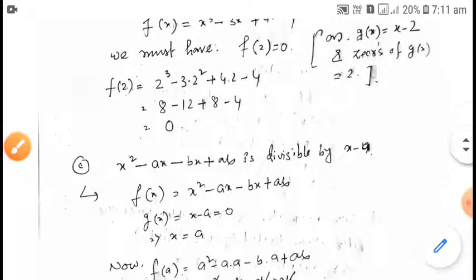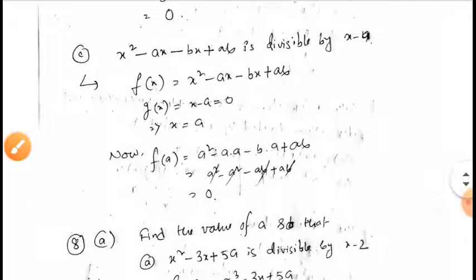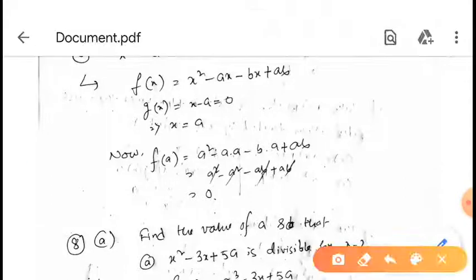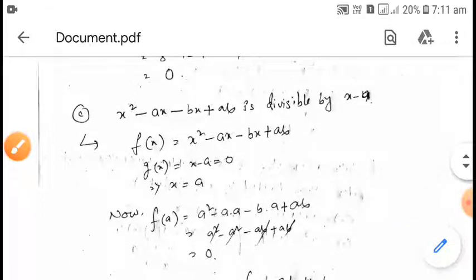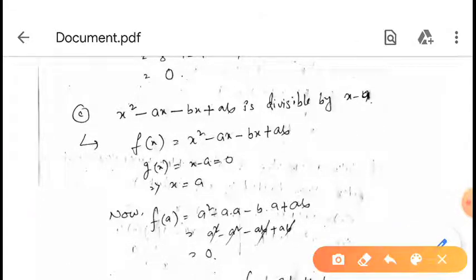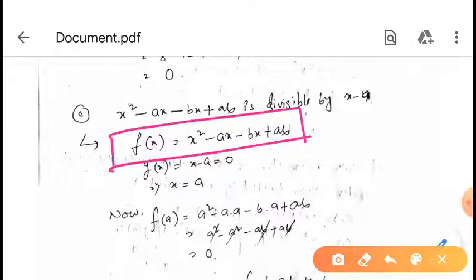In this way, the other one is: x square minus ax minus bx plus ab is divisible by x minus a. We just have to show that. So here f(x) equal to x square minus ax minus bx plus ab. This is our f(x). Okay, and g(x) equal to x minus a, which we have considered.